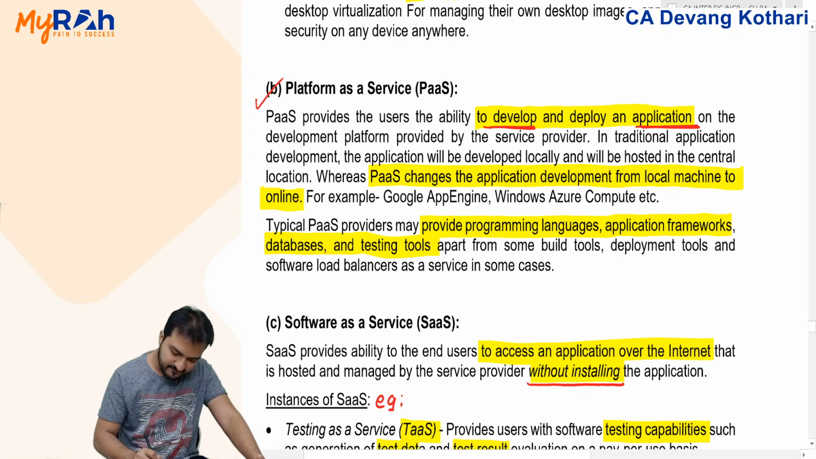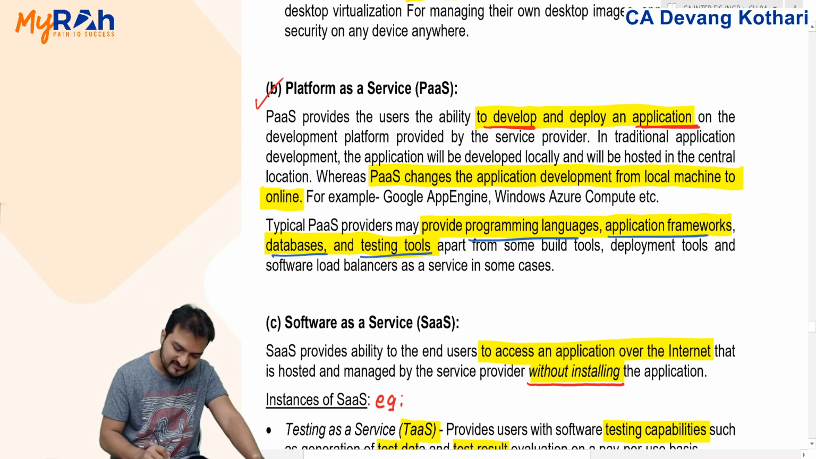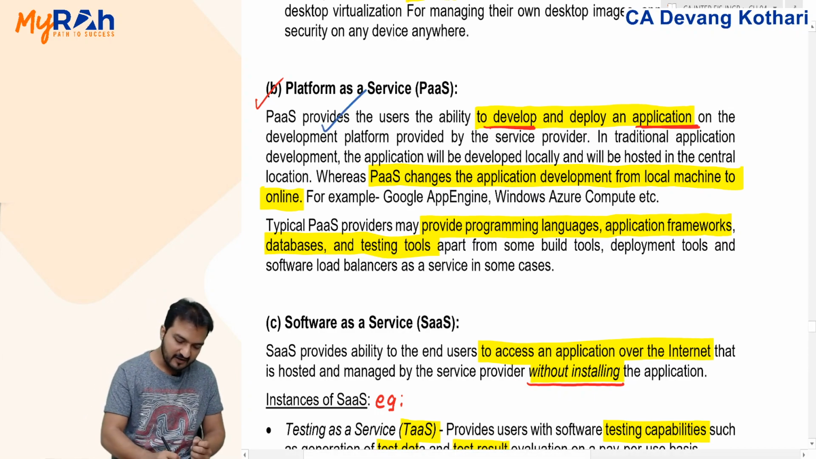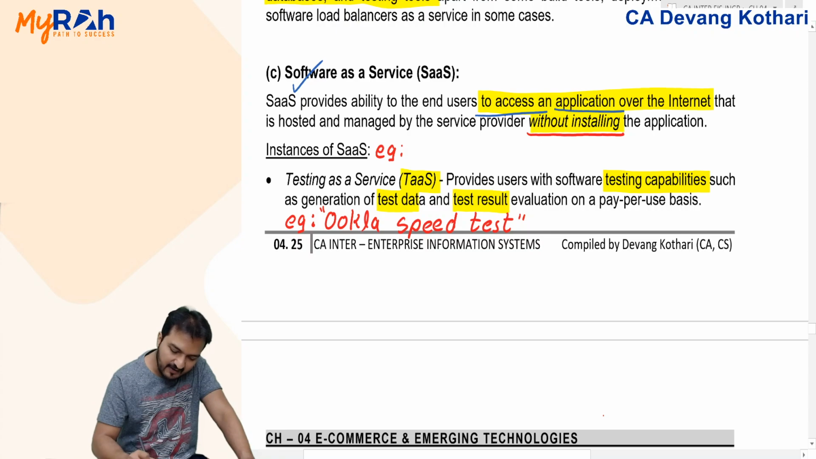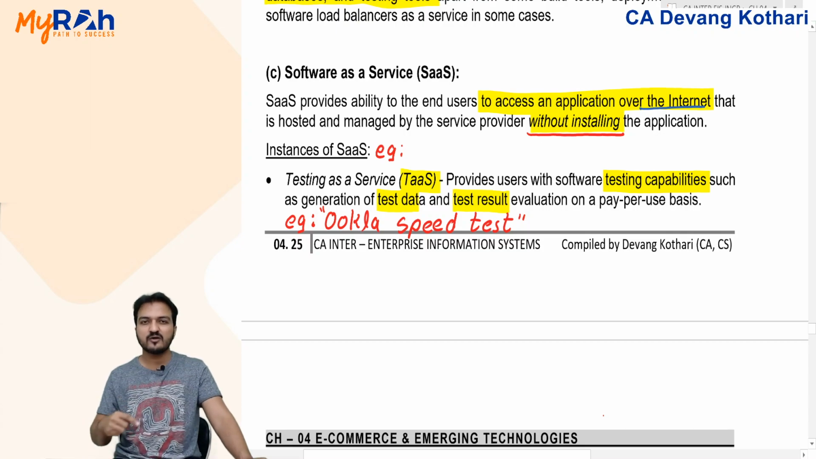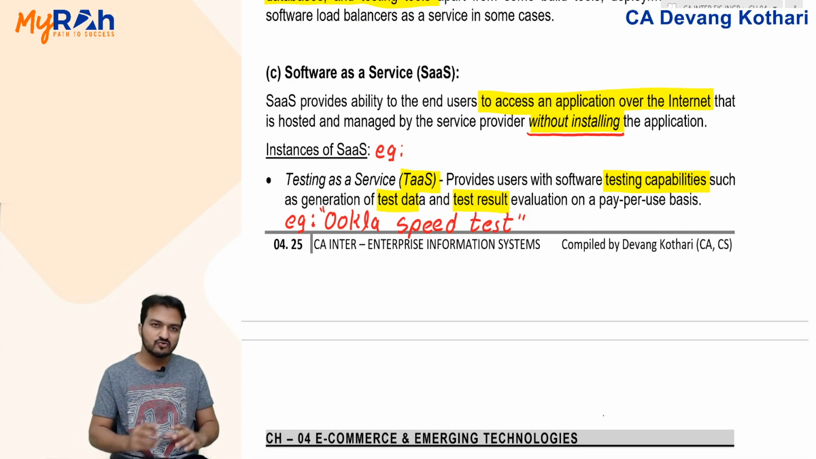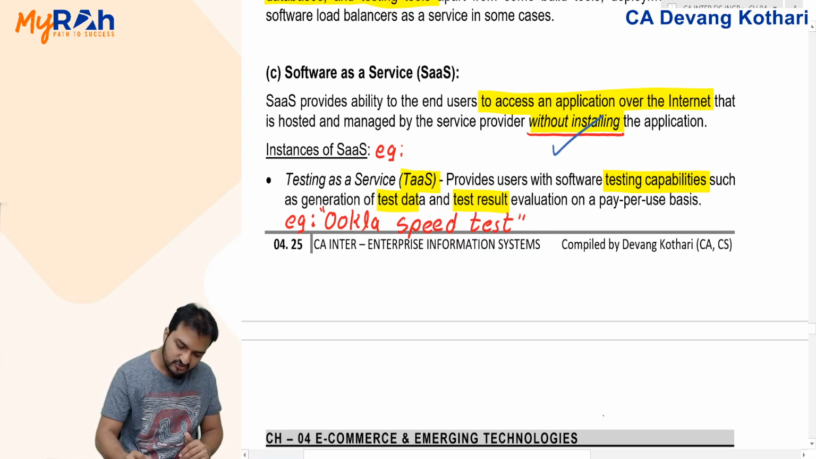This platform provides various facilities for creating programs, facilities like programming languages, application ready-made frameworks, databases. It will provide testing tools, so that it is easier for the software developer to create the software. That is platform as a service. And the last one, software as a service, was very important. Software as a service means to access applications over the internet, meaning software available on the internet. You have software on the internet which you can use directly on the internet without even installing the software. That was your software as a service.